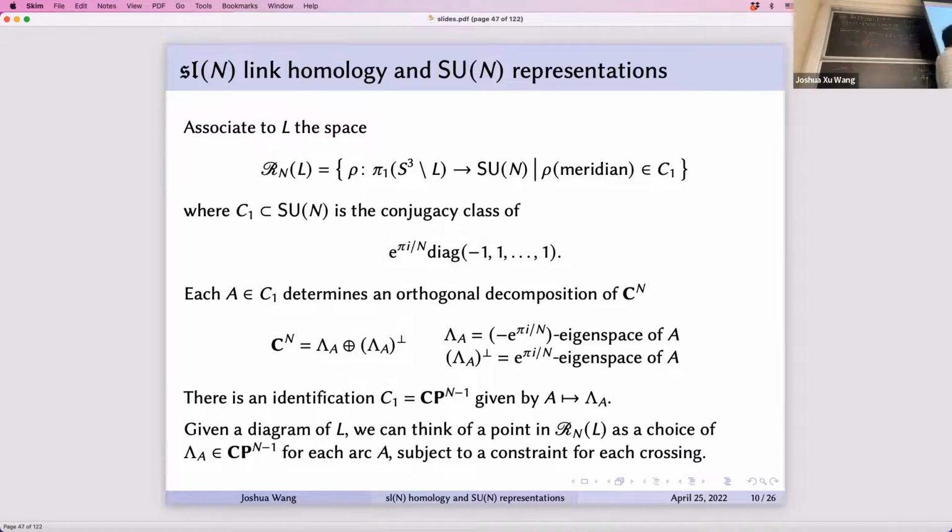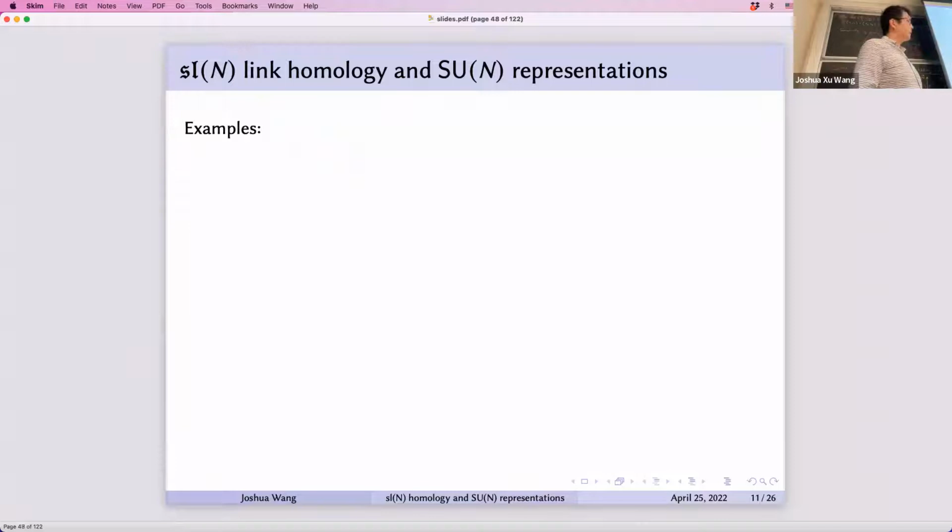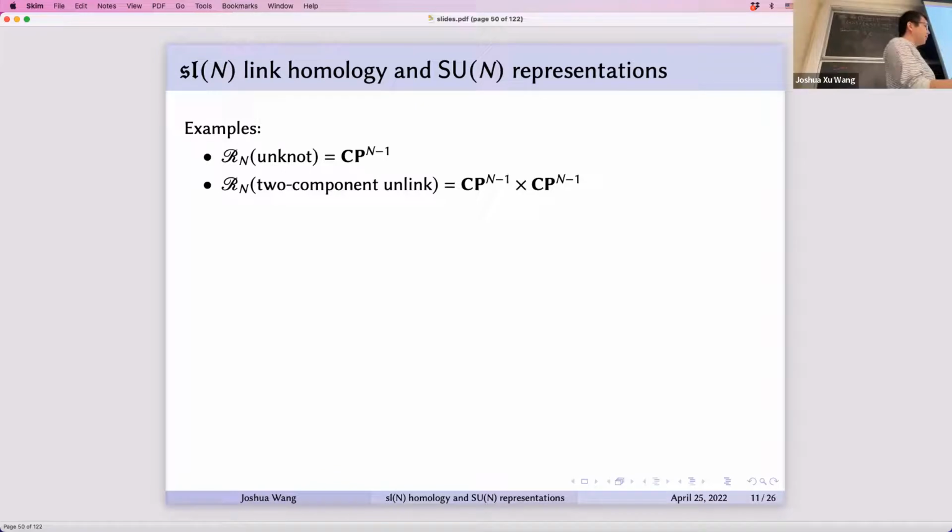Right. So just like before, if you've got a diagram for the link, you can think of this space fairly concretely. You just choose a point in projective space for every arc, and there's a constraint for each crossing. So here are some examples of these spaces. For the unknot, you're just free to choose where that point goes inside of CP^(N-1). For the unlink, you just have two free choices.